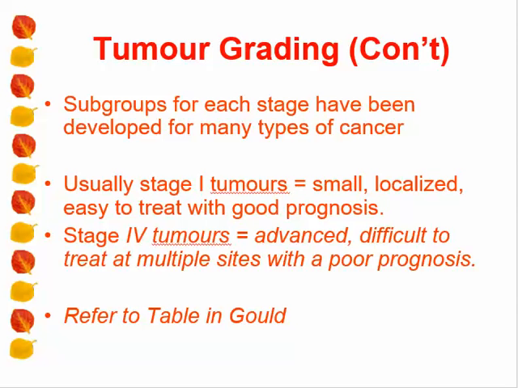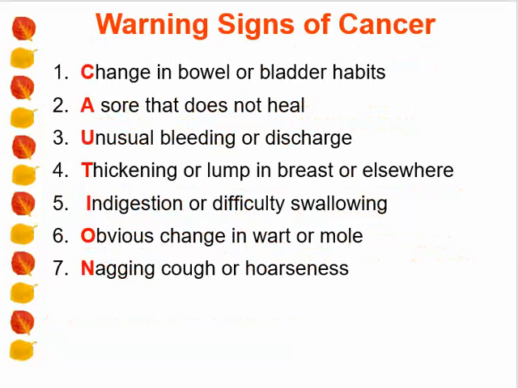So when we look at staging, we can look at stage 1 tumors that are small, they're localized, they're easy to treat, very good prognosis. By the time we get to stage 4, it is difficult to treat, it's metastasized to multiple sites, and it's poor prognosis. And it's kind of the stages in between. We'll talk about that more in a few minutes.